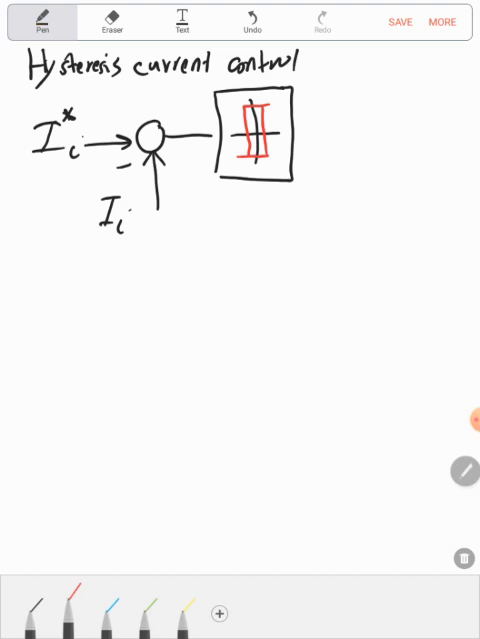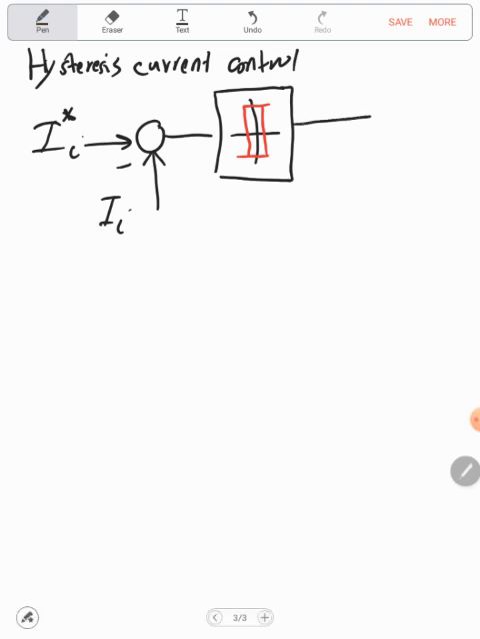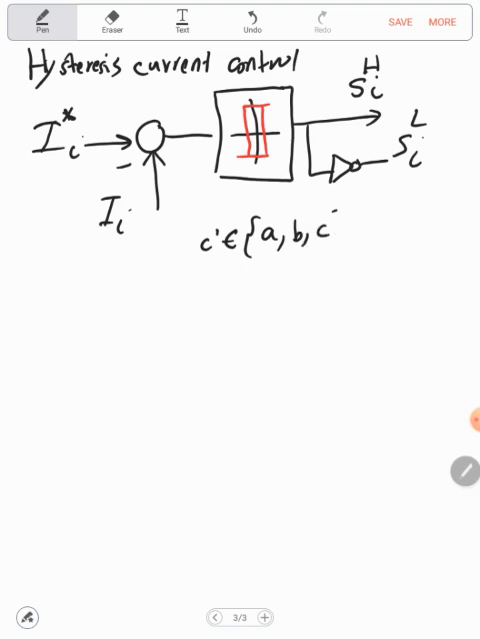And after that, we are generating the gate pulse for the switch S, let's say, high of phase I. And the complement of that will be the gate pulse for the lower switch of phase I, and I is an element of A, B, and C.